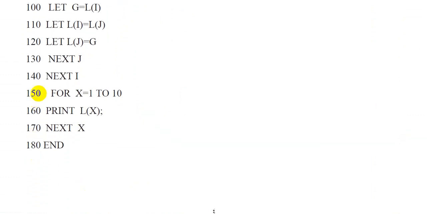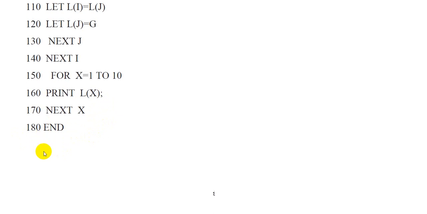The following step procedure, as you can see in front of you, is indicated by 140 NEXT I. This NEXT I is for the following step procedure. The following step procedure indicates 160 PRINT L(X) for X equal to 1 to 10. X will be used exactly as the index of the list L, as you can see here. PRINT L(X) entirely, and 170 NEXT X, and 180 END, to conclude.